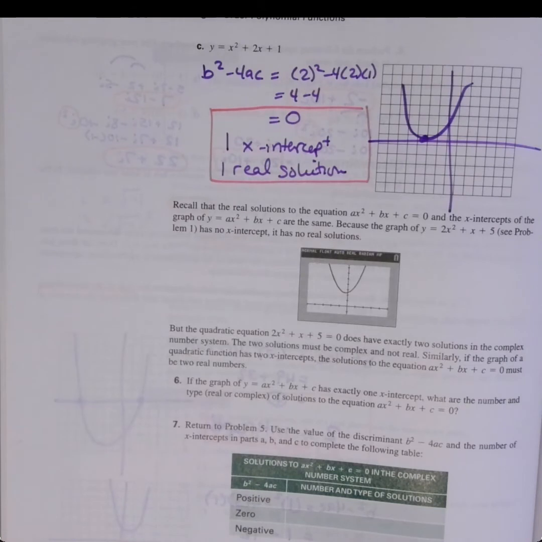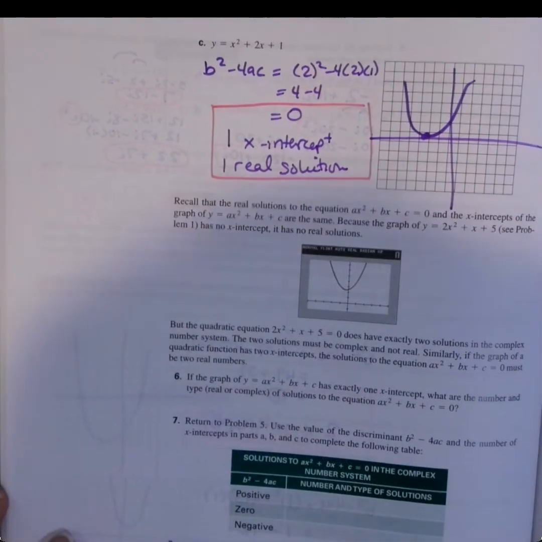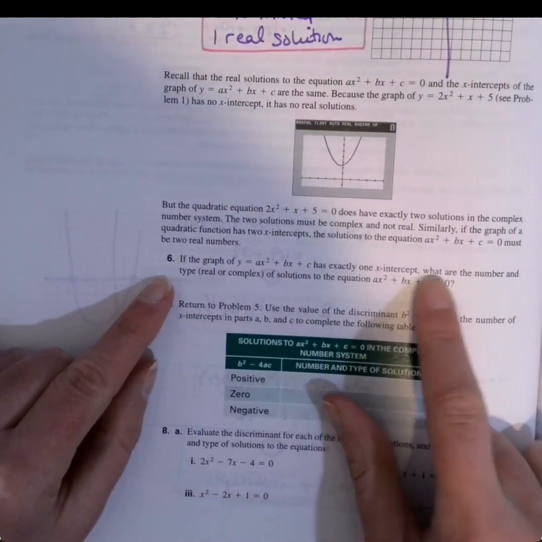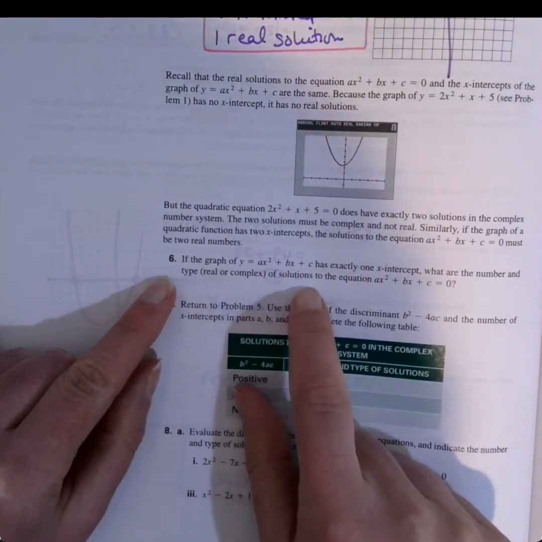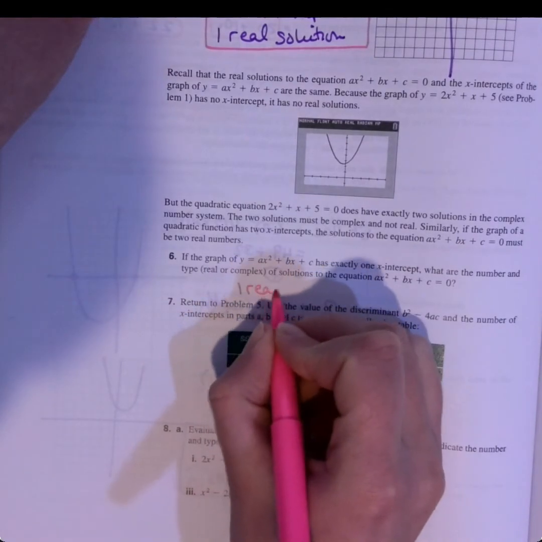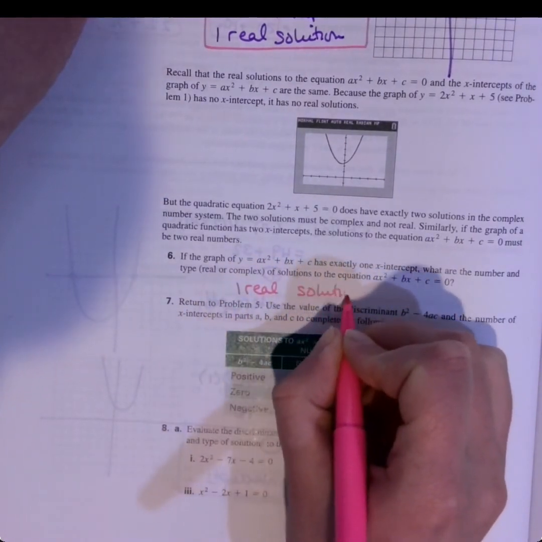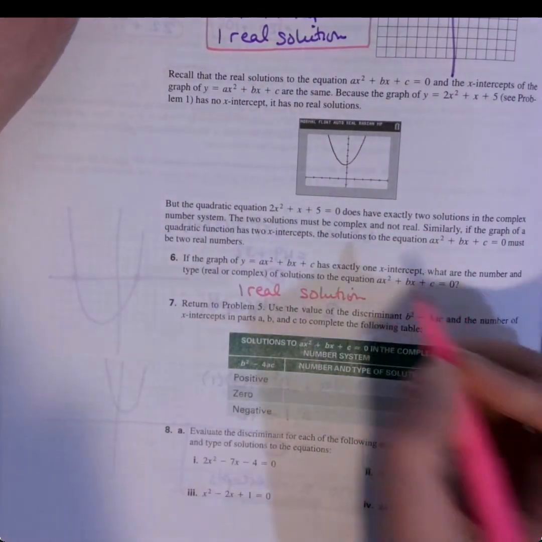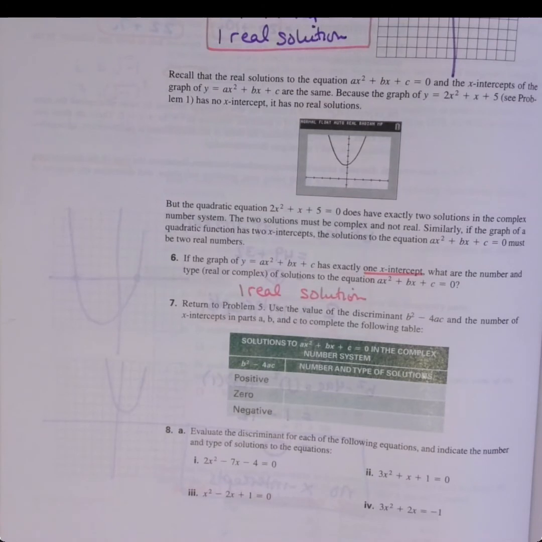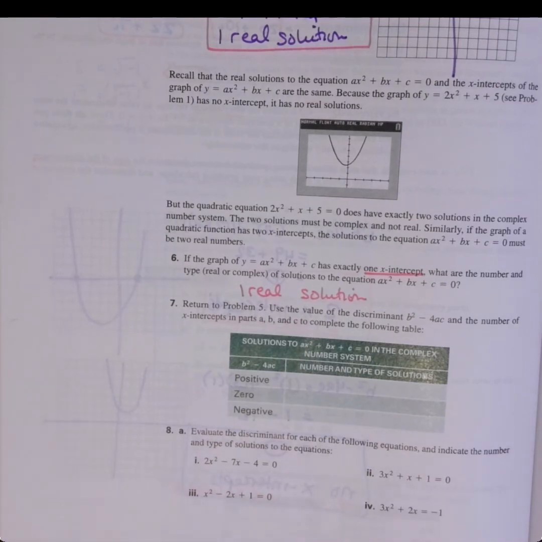Okay, so number 6, it says, if the graph has exactly one x-intercept, what are the number and type, real or complex, of solutions? So if it has one x-intercept, it has one real solution. Okay, as we noted up there, that's what it would mean if it has one x-intercept, because there is a real solution. So there's not always two solutions, or I should say not always two distinct solutions. When there's an x-intercept, the solution is called a solution of multiplicity 2, so the same solution happens twice is what it really means. So there's only one distinct thing that is happening, one distinct solution.